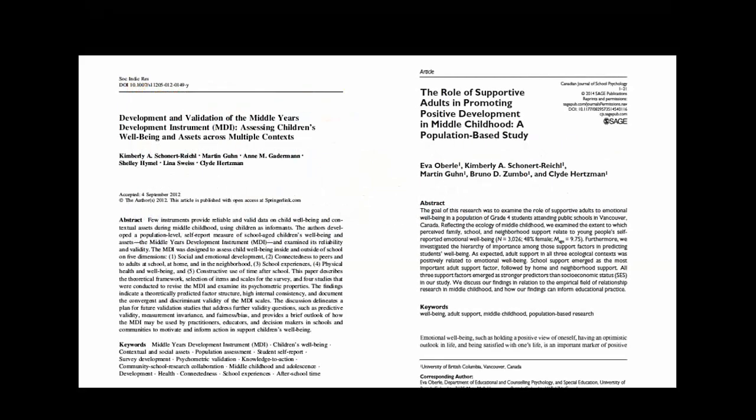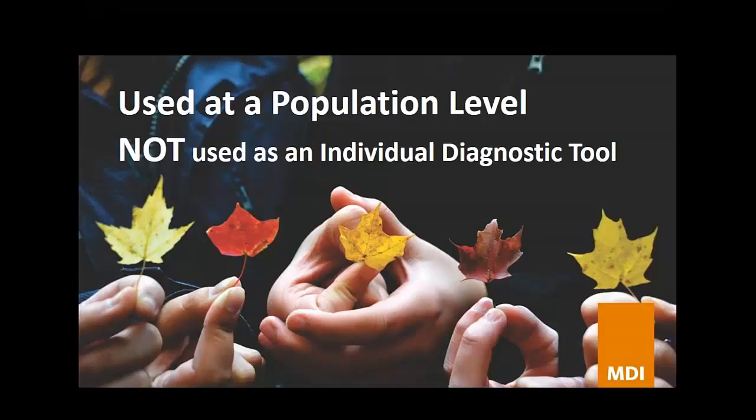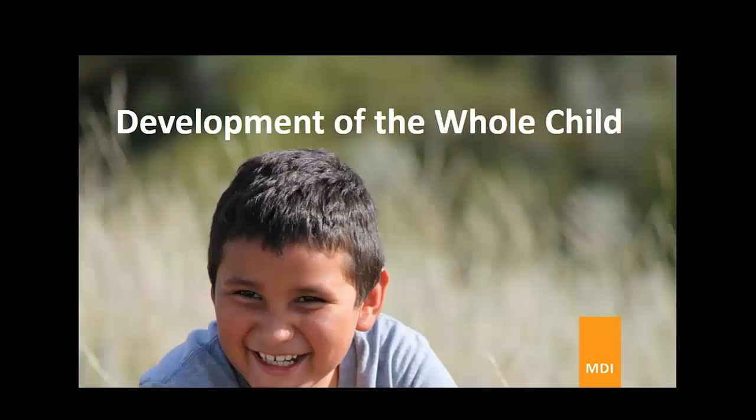And we do have a number of research articles that support the validity of the MDI and are confident that students are able to accurately report on their experiences through the questionnaire. The MDI is used not at an individual level, but at the population level. So it tells us about groups, neighborhoods, or broader geographic regions. And it allows us to see those population trends in children's well-being. It's not used to evaluate individual teachers or schools.